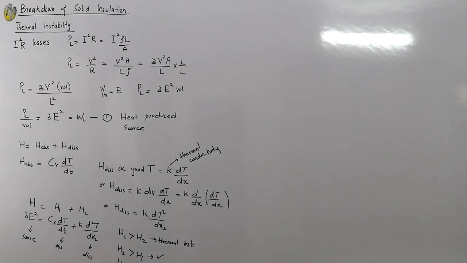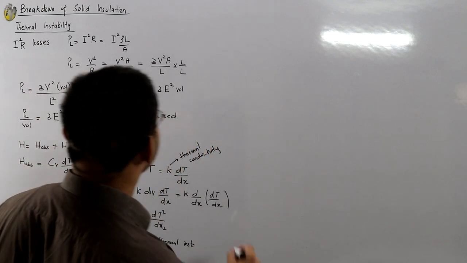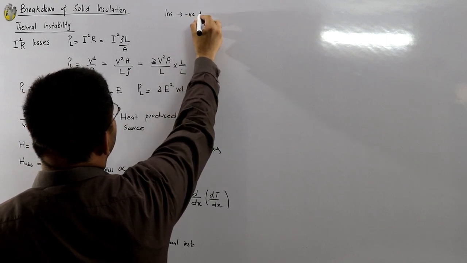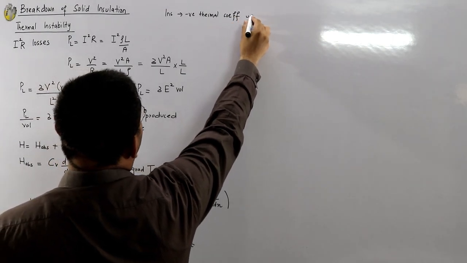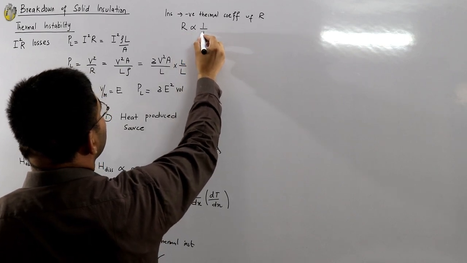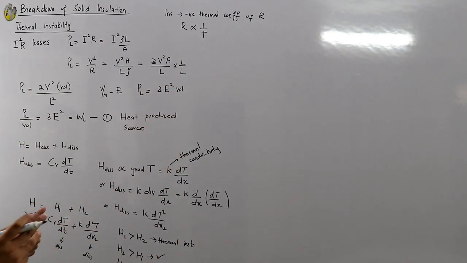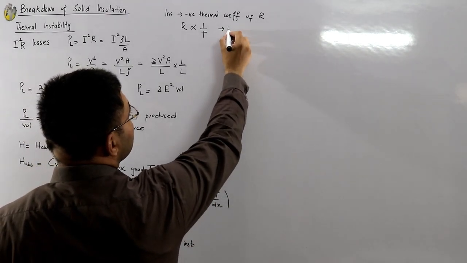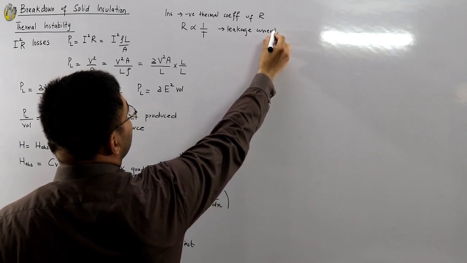One other problem that we have is that insulators have a negative thermal coefficient of resistance. Which means what? That the resistance decreases with the increase in temperature. So which means what? That if the temperature has increased for the insulation, its resistance decreases and the leakage current starts to flow. It finds a path to flow. Leakage current finds a path to flow.